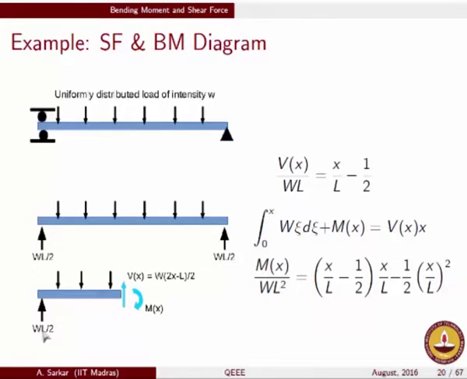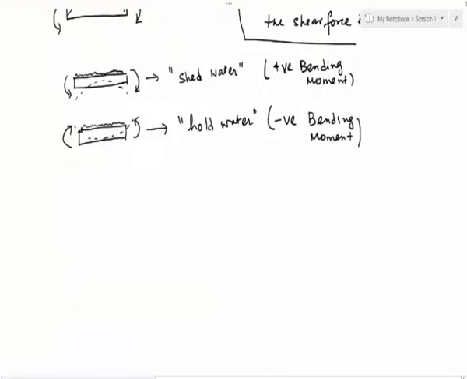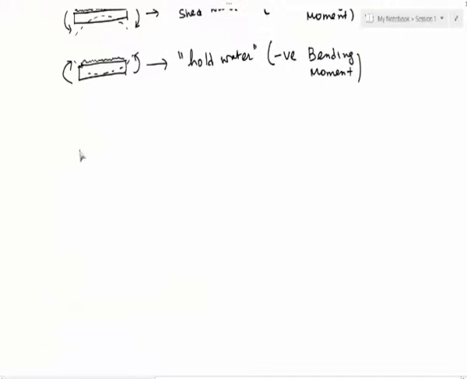So in this case, you have to account for the reaction load WL by 2. There is also a downward load because of this UDL, the value of which is integral W dx, and dx goes from 0 to x. What we have is the following. We have a beam on which there is a UDL acting downwards. The intensity is W per unit length, right?